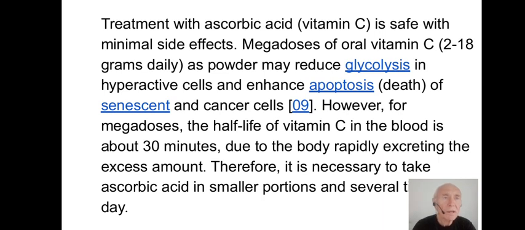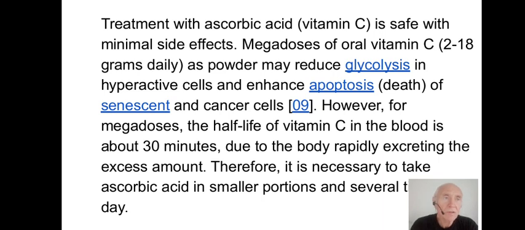Treatment with ascorbic acid is safe with minimal side effects. What is it? Pardon. Mega doses of oral vitamin C, from 2 to 18 grams daily, or even 50 grams daily, as powder can reduce glycolysis in hyperactive cells and enhance apoptosis of senescent cells and cancer cells. But again, mind that we cannot kill all senescent cells with oral vitamin C.